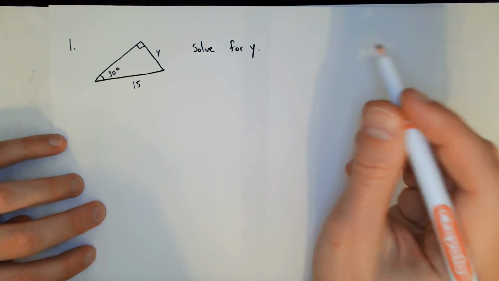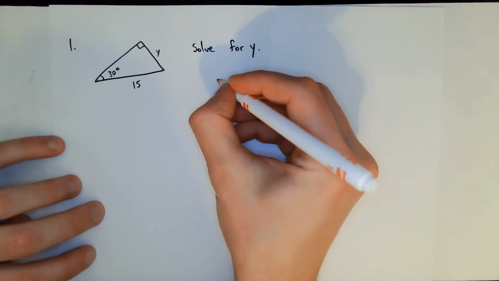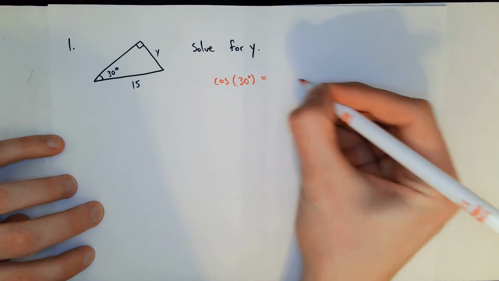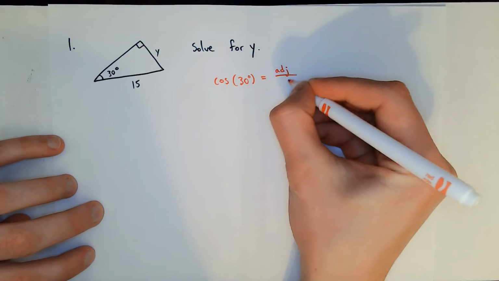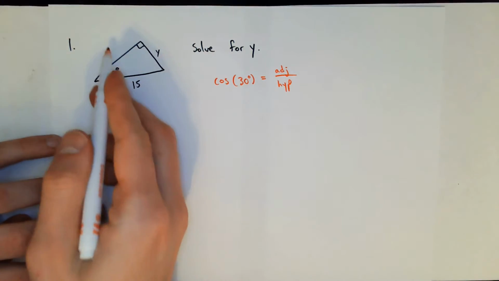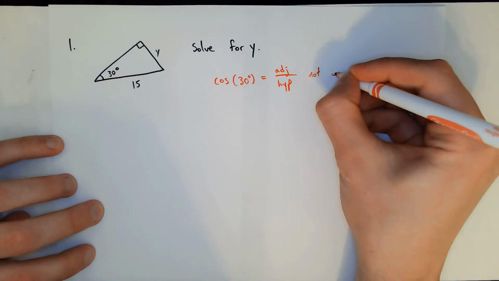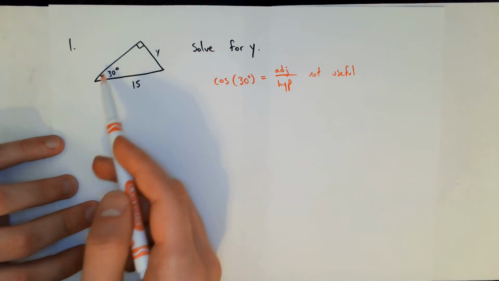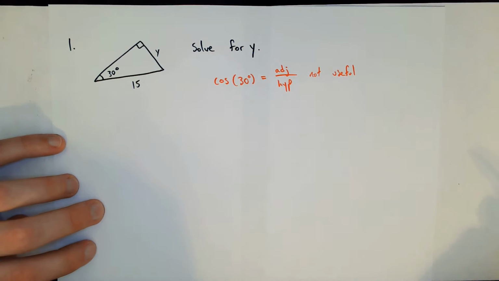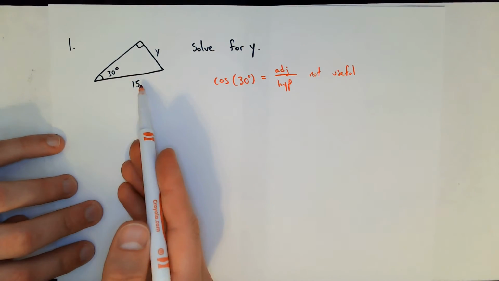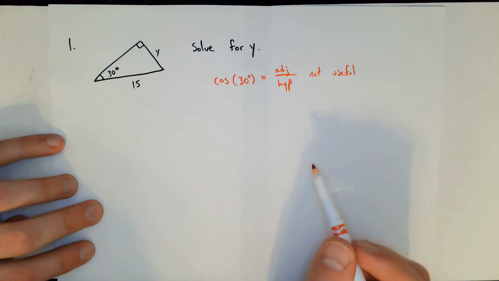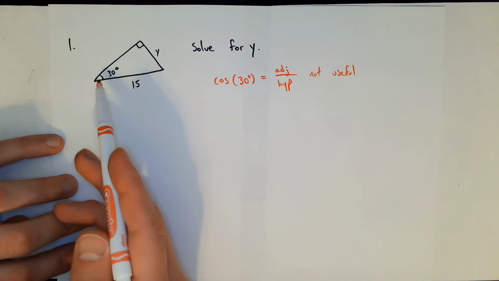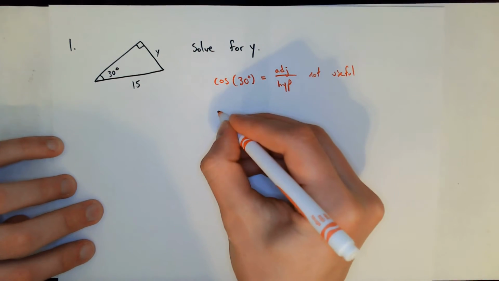So for instance, I might say cosine of 30 degrees is equal to the adjacent side over the hypotenuse. So this is not useful in this particular example because the adjacent side is this unnamed side over here. Right, so I don't want that. Now I know the hypotenuse is 15, that's the side opposite to the right angle, but I'm trying to solve for y. I need to get that side involved. That side is opposite to the angle given, so that means I want to use the sine function.